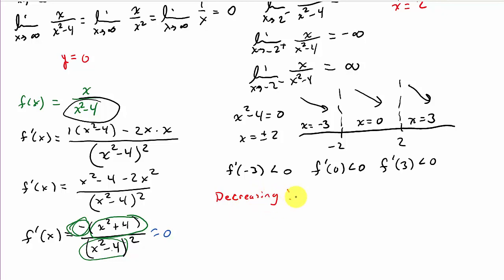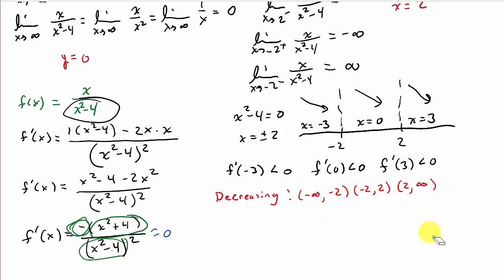Now, on this decreasing, yes, look at this. It's decreasing from -infinity to +infinity. But we don't want to write that. We want to break this up as decreasing from -infinity to -2, -2 to 2, and 2 to infinity. And the reason we want to do that is because if we write -infinity to infinity, then we're including -2 and 2 in this interval. And that's not the case because the function's undefined there. So we break this up into the intervals to leave out the -2 and the 2.